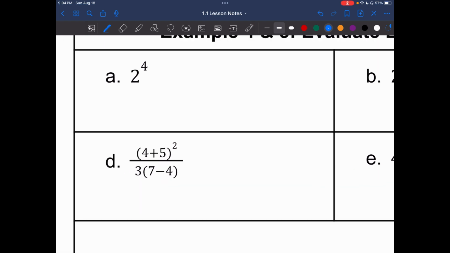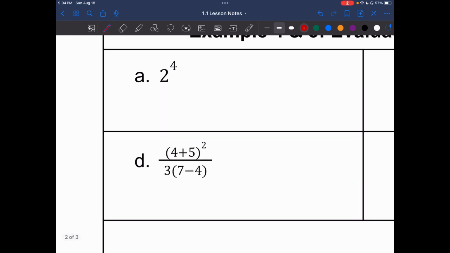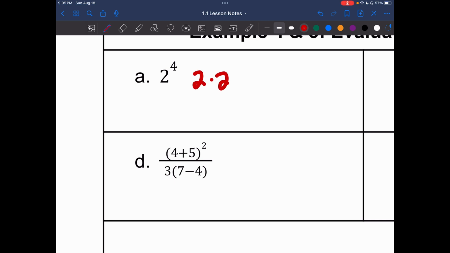Our first examples on the screen here, we're going to do the top and bottom. So we have 2 to the 4th power. So that is something we need to evaluate that exponent. So if we remember back to our vocabulary, what this means is we're doing 2 times 2 times 2 times 2. Well, 2 times 2 times 2 times 2 is 16.